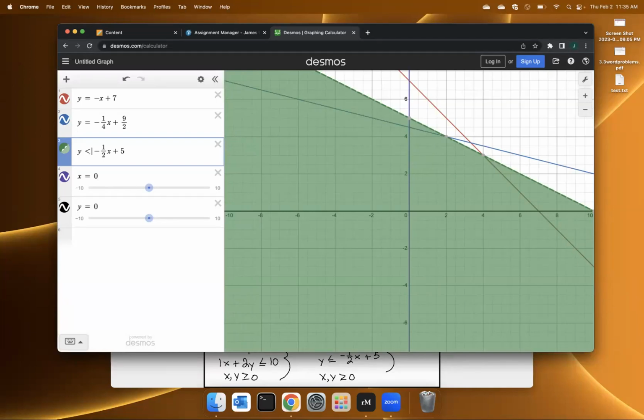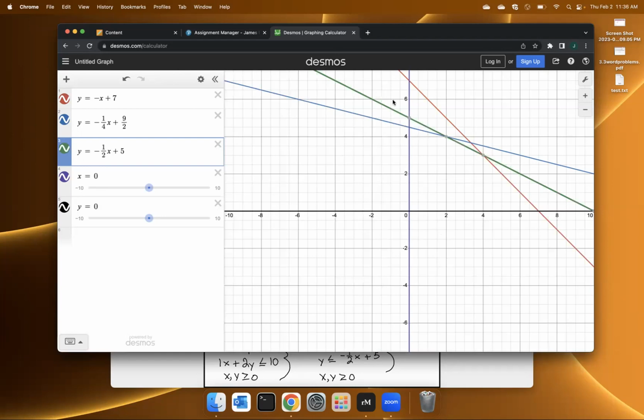Let me turn off that shading. All right, so my feasible region is the one with these corner points here. If I can turn them on. Right, that's my feasible region. And I'm thinking 0, 0 is probably not going to be a solution, but you never know.